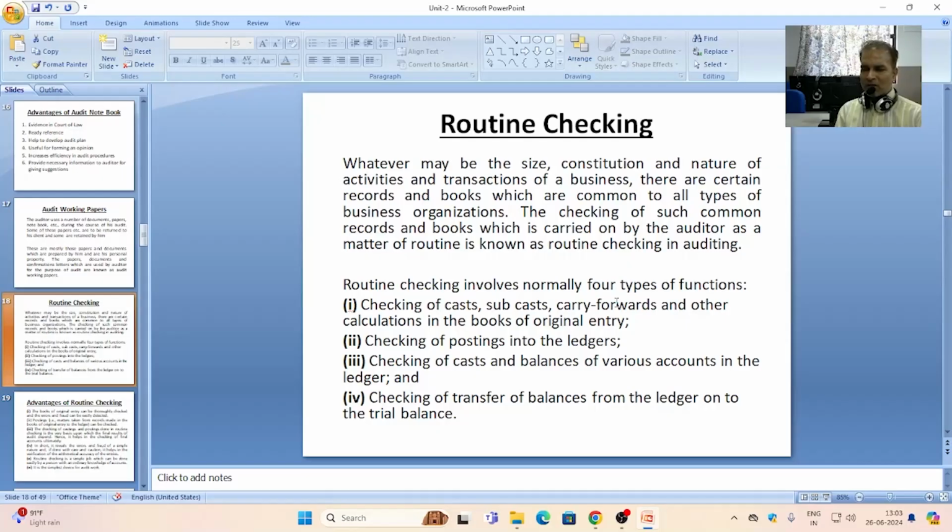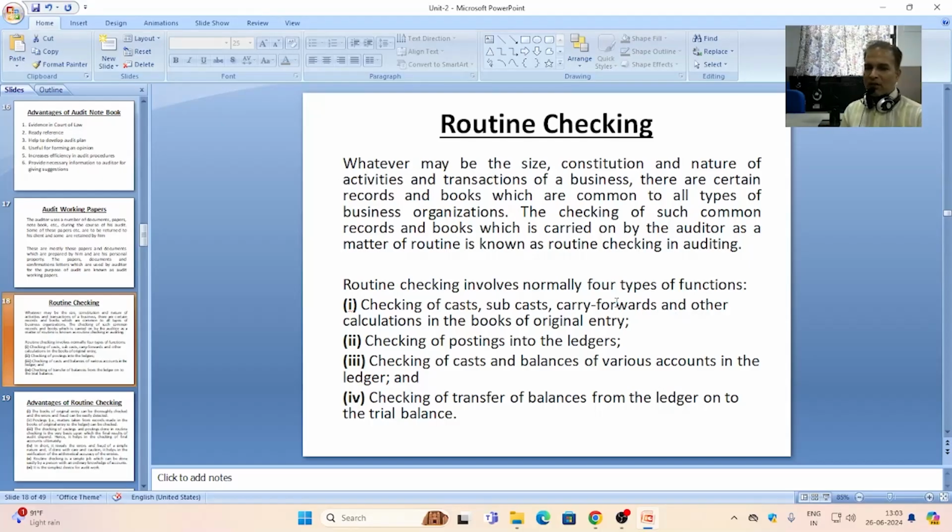For routine checking, four types of functions are involved. The first is examining or checking the casting, subcasting, carry forwards and calculations in the books of original entry. Original entry means primary books of accounts, that is journal, sales book, purchase book, cash book, etc.